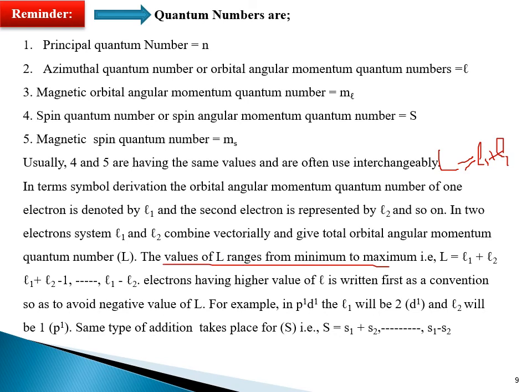Okay, the L value actually ranges from maximum to minimum. One thing we must keep in mind is that while adding the L values of electrons, take the highest L value as L1 if the subshells are different. Like P1 D1: for P we have L is equal to 1 and for D we have L is equal to 2. Now if you take L1 for P as 1 and L2 for D as 2, we will get a negative value for L.